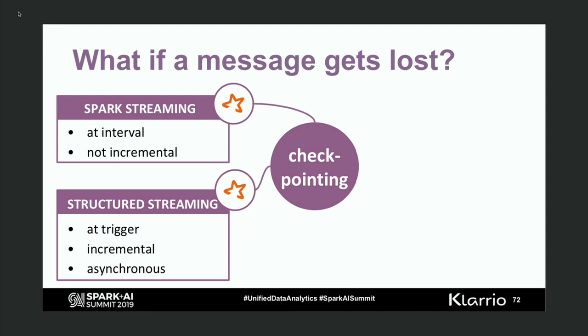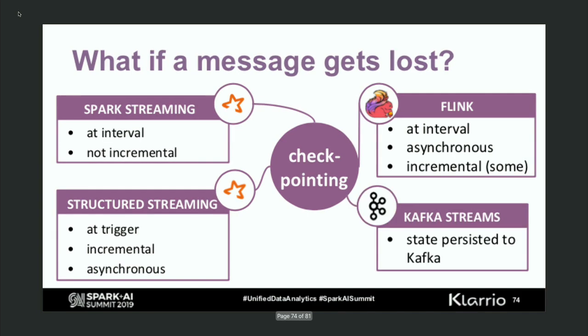Spark streaming checkpoints at an interval and doesn't do this incrementally. They changed this in structured streaming, where they do incremental snapshots and asynchronous checkpointing, and they do it at every trigger interval. So when you define your application, you need to define a certain trigger, and at every trigger they do the checkpointing. For Flink, it's also at an interval. They offer asynchronous checkpointing and also incremental checkpointing on some backends, not on all of them.